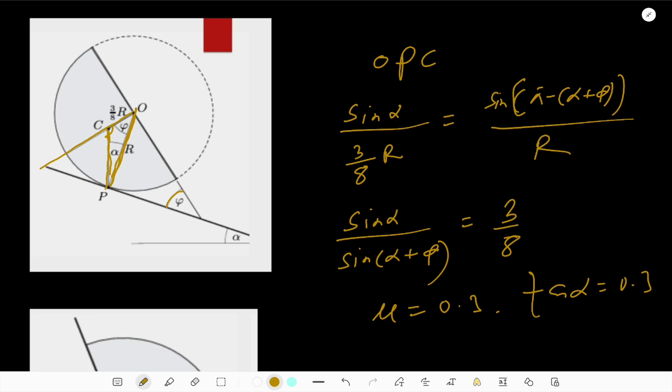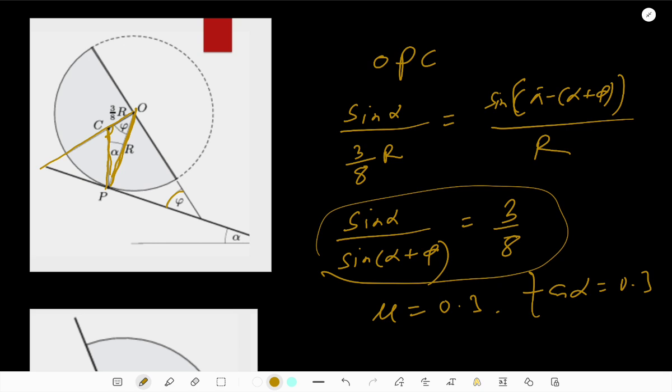So we get something here. The value of phi we can get from this equation, and we can solve the result. We can find the required things. So this problem is solved.